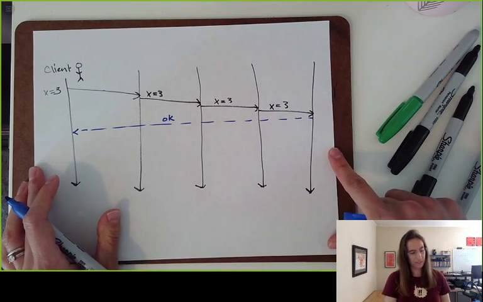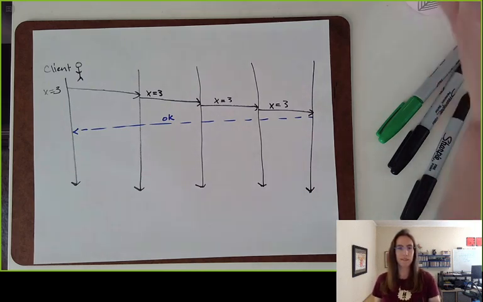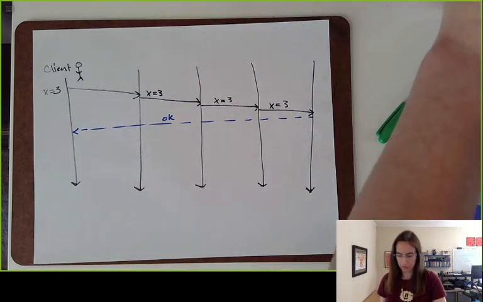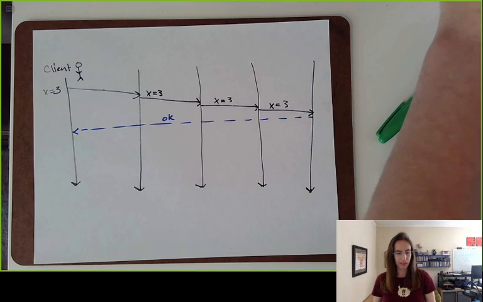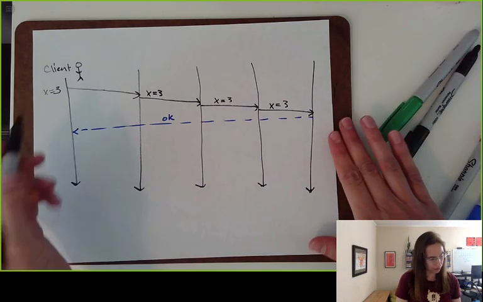In this setting, if the client wants to do a read, who are they going to read from? That's right. Reads are going to go to the last one in the chain.